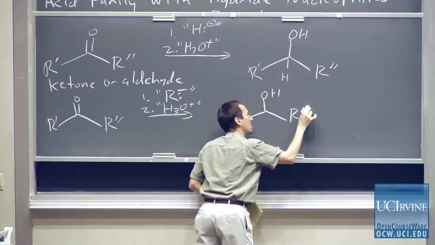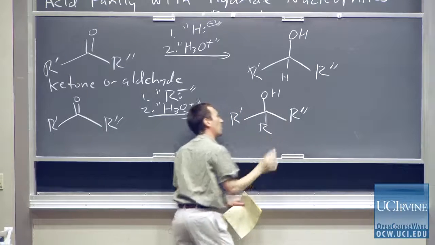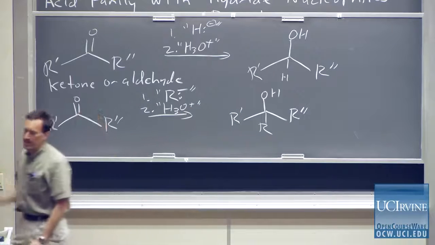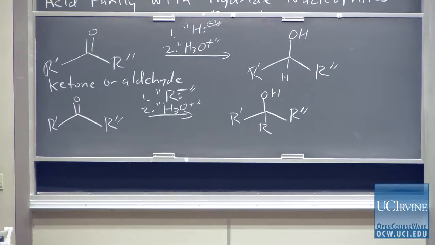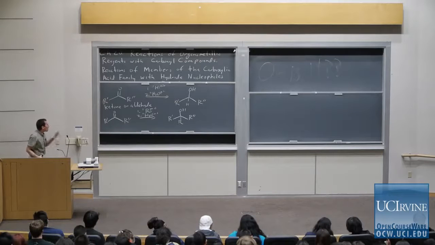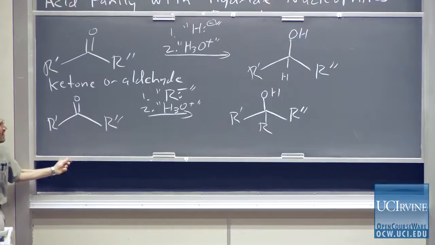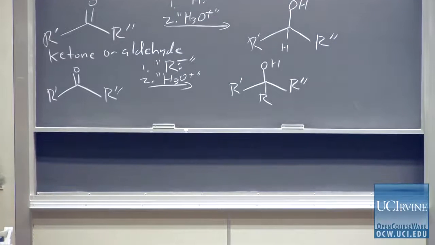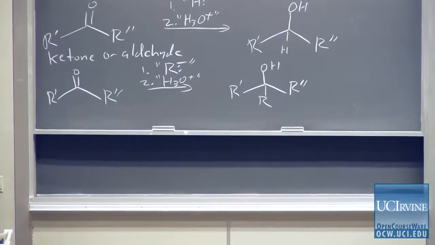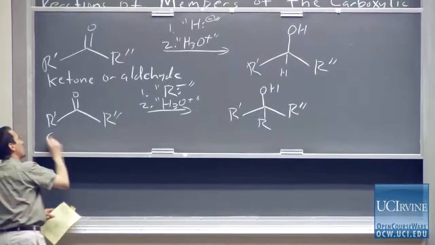The use of primes and double primes and so forth is just my way of representing that there are various groups, different or the same. But again, in the view from 30,000 feet, the profound thing about this reaction, as I've written it, is that we formed a carbon-carbon bond.